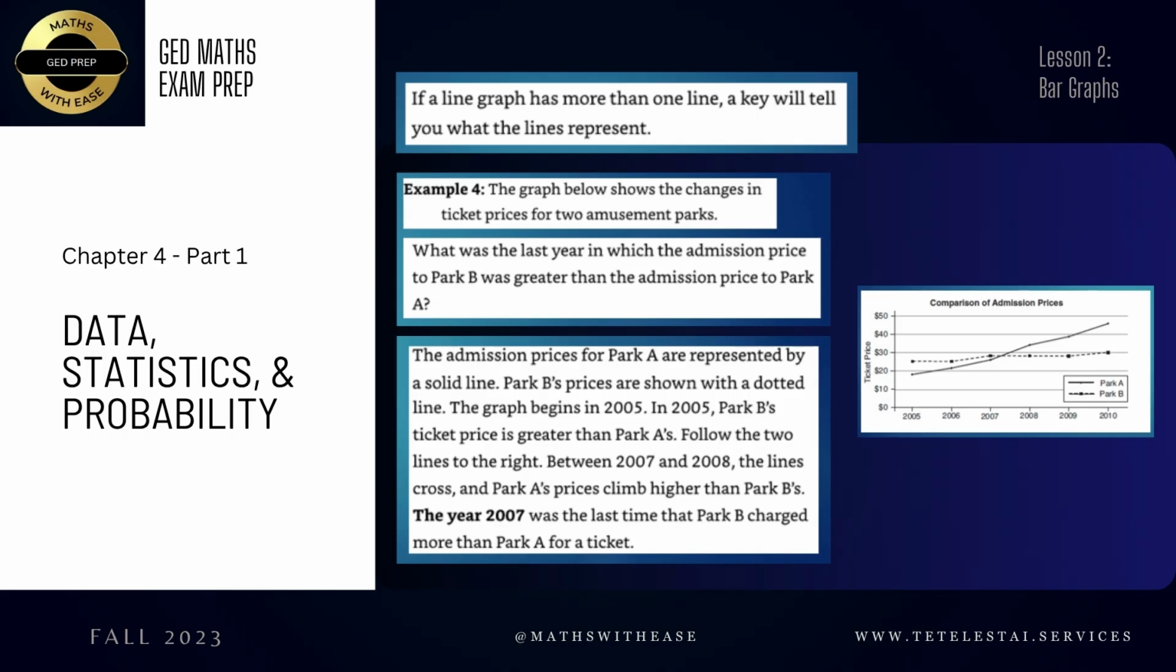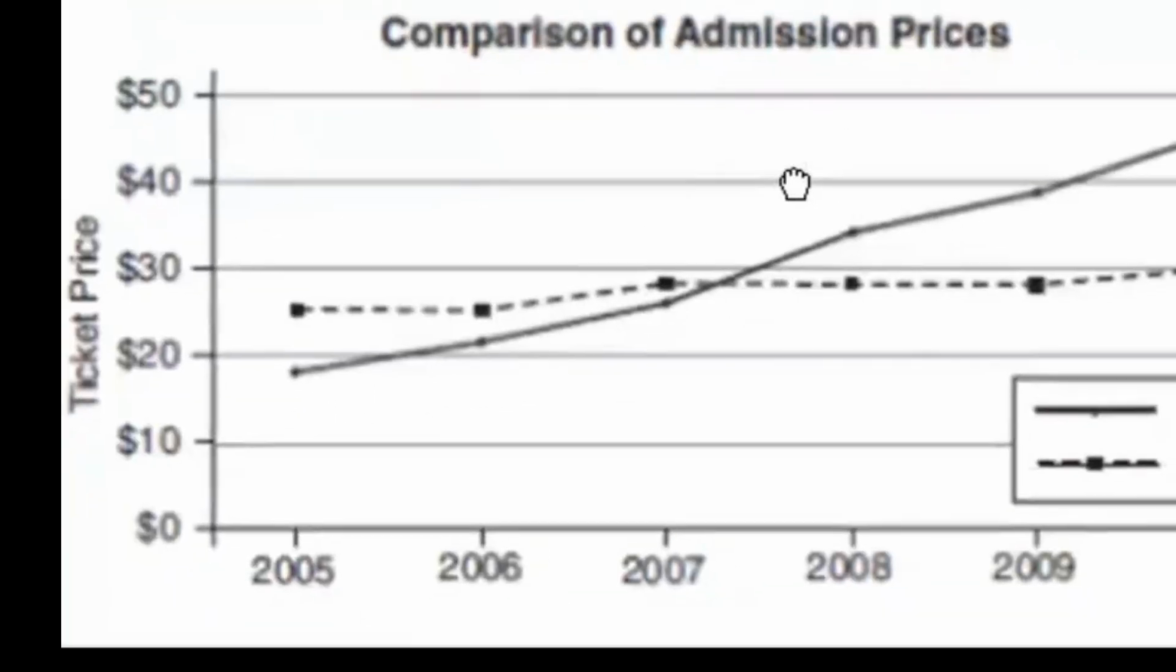Okay. So if a line graph has more than one line, there'll be a key to let you know what the lines represent. That's the case for this example, right? We see that the graph shows changes in ticket prices for 2 amusement parks. So there, let me zoom in. We can look at the title of our graph, and it's telling us that we're comparing admissions prices.